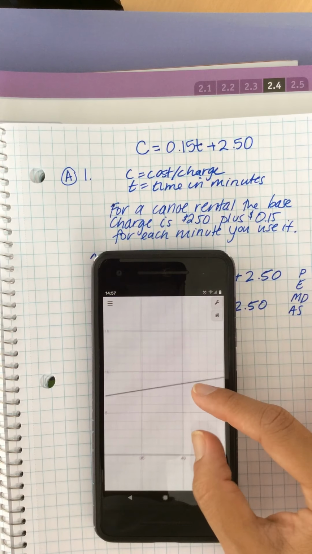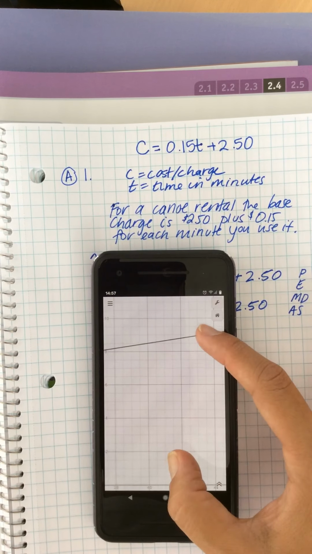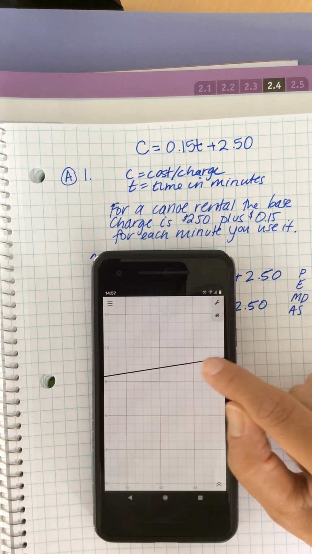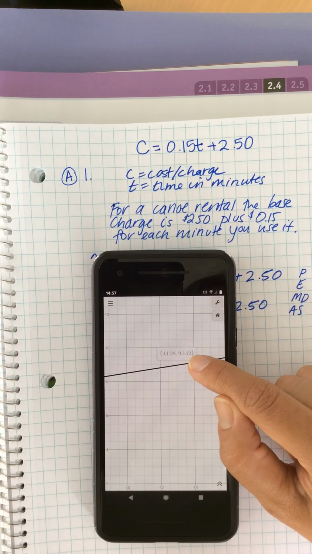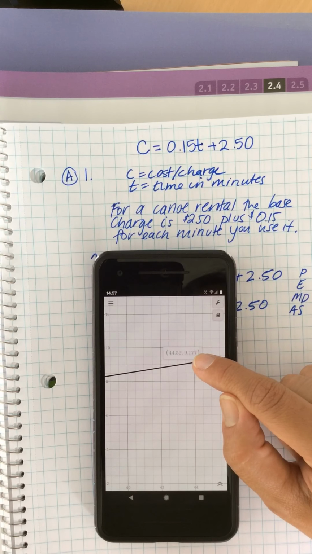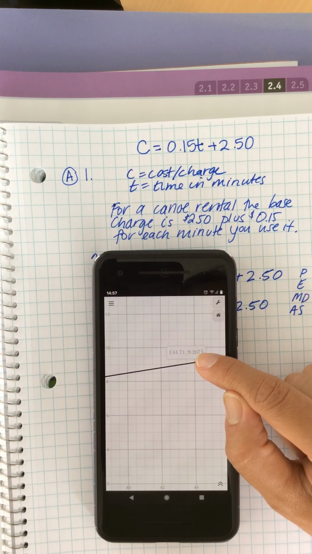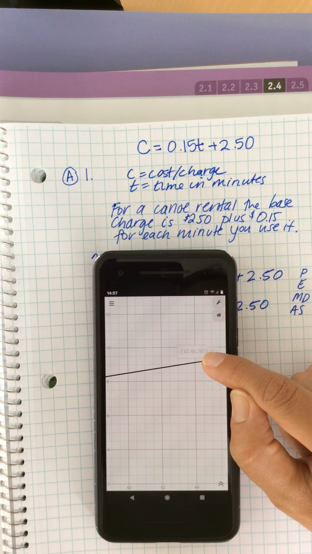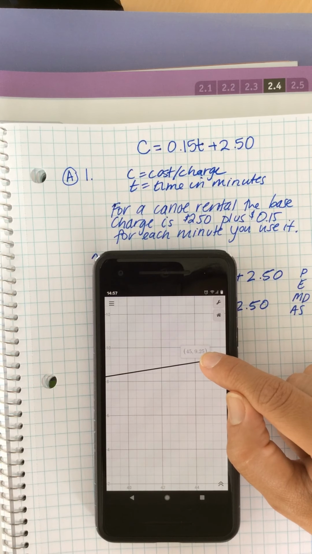Oh, you guys, I'm way zoomed out. Yeah, I want my y value to be 9.25. When is this thing costing $9.25? So you can see if I keep going, I'm trying to get the y to be 9.25. Getting closer. Oh, we went over a little bit. There we are.